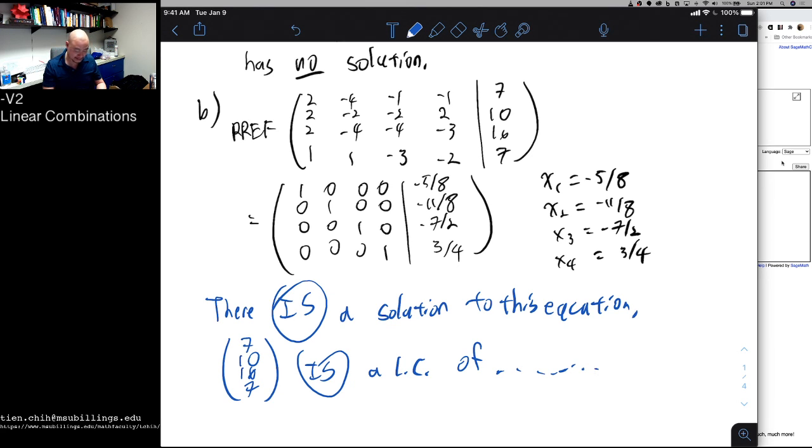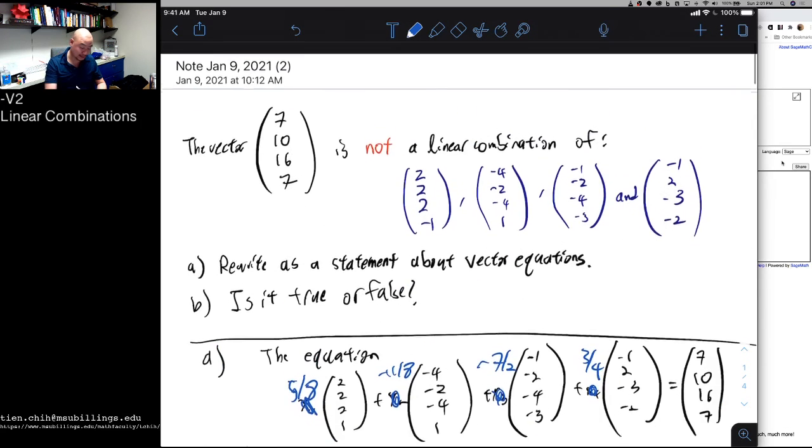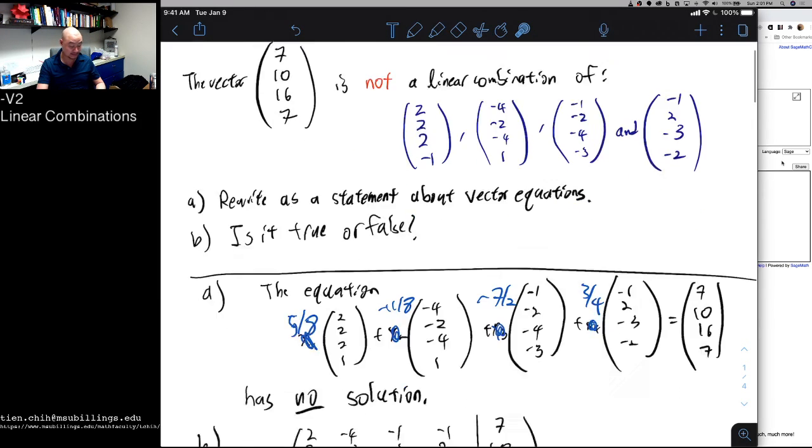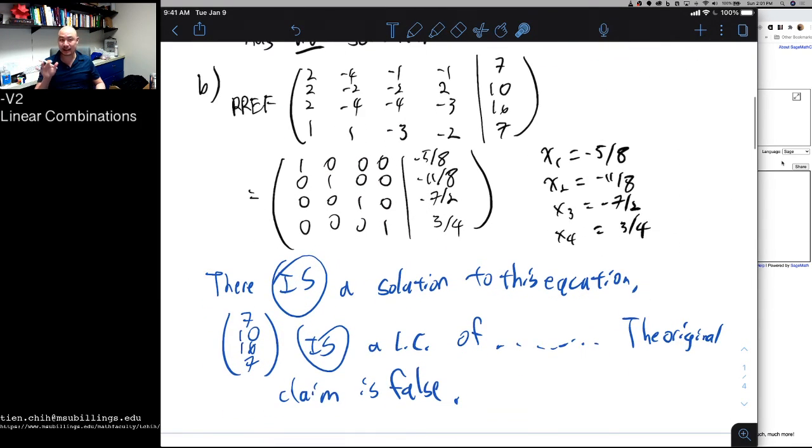I won't write them now. And so the original claim is false, right? Because the original claim was that this vector 7, 10, 16, 7 was not a linear combination of the other vectors, and what we just showed was that it was, because there is a solution to that vector equation.